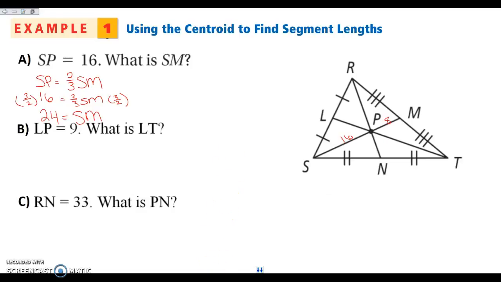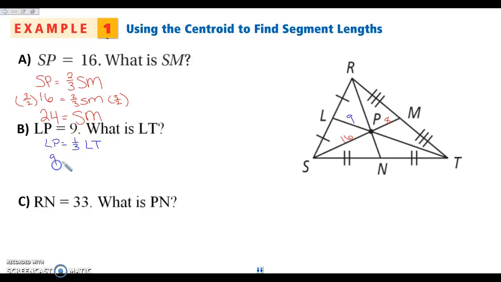All right, so then let's take a look at the next one. We're told that LP is 9, so LP right here is 9, and I want to find the whole thing, which is LT. So again, I know that LP is my 1/3 piece. So if I do this the long way, I know that LP is 1/3 of LT, which is the whole median.